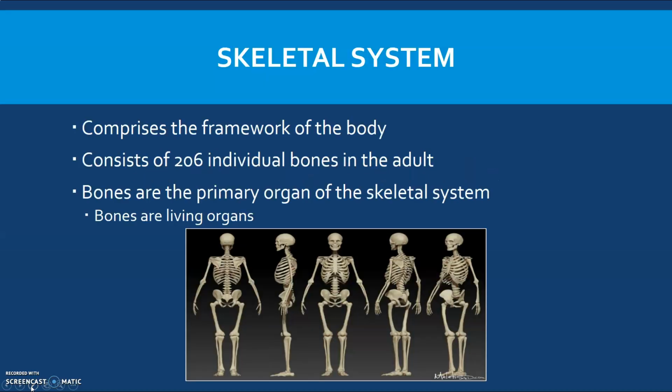Today we are introducing the skeletal system. The skeletal system consists of bones, cartilage, ligaments, and other tissues that perform vital functions for the human body. The skeletal system comprises the framework of the body, and in the adult skeleton there are 206 individual bones.